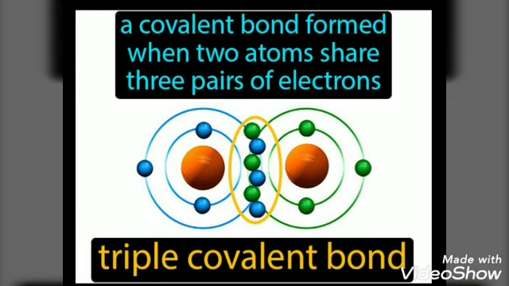Let us now discuss the triple covalent bond. A triple bond is formed by the sharing of 3 pairs of electrons between 2 atoms. Since 3 pairs of electrons are equal to 6 electrons, we can also say that a triple bond is formed by the sharing of 6 electrons between 2 atoms, each atom contributing 3 electrons for the sharing. It is represented by putting 3 short lines between 2 atoms.